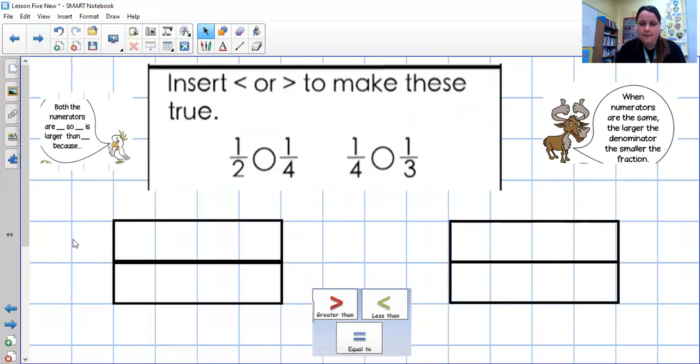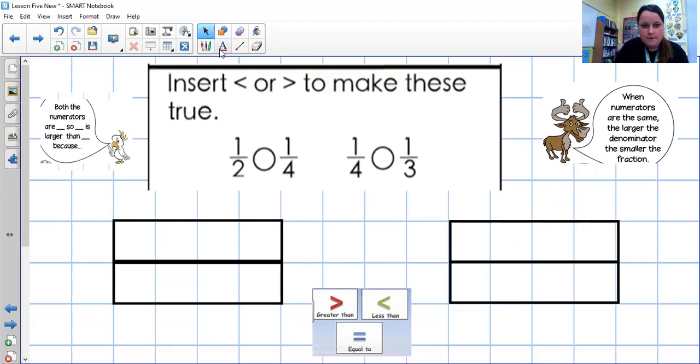Okay, let's have a go at this one then. So insert our greater or less than sign to make these true. I've got 1/2 and 1/4 in the first example, and then I've got 1/4 and 1/3 in the second example. So I'd like you to pause the video and have a go at showing which of those fractions is greater or less than the other. So you're comparing those two unit fractions. Hopefully you have had a go at that yourself, and we'll go through the answers together.